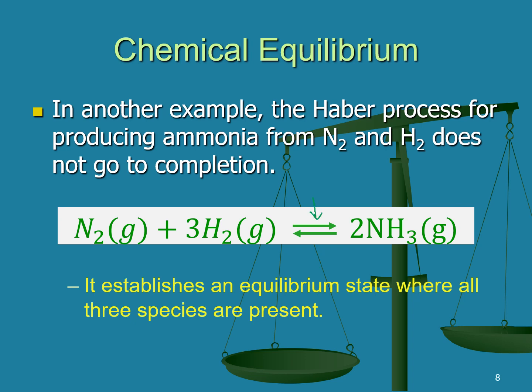So a lot of times what we do is represent the equilibrium status with this double arrow. So an equilibrium is established where all 3 species are present, products and reactants. Not all the reactants get used up. It kind of reaches this, what they call a set point, where it just doesn't want to go any further.